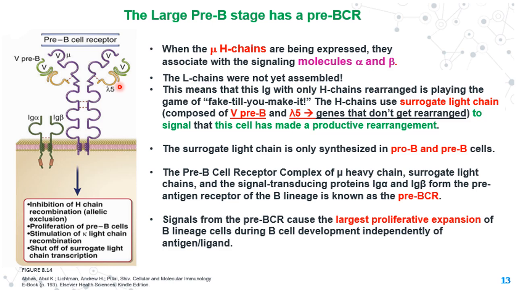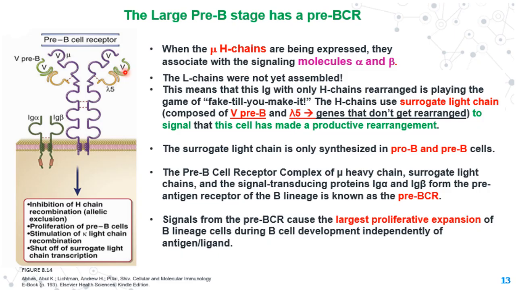So the surrogate light chain is already a protein that is encoded by a gene that everybody has. That gene does not do rearrangement, it's just expressed whenever it needs to be expressed, okay? And the surrogate light chain is basically made of two stretches of polypeptides, right? So you have here the V pre-B and the lambda 5. Those are the two peptides that make up your surrogate light chain, okay?